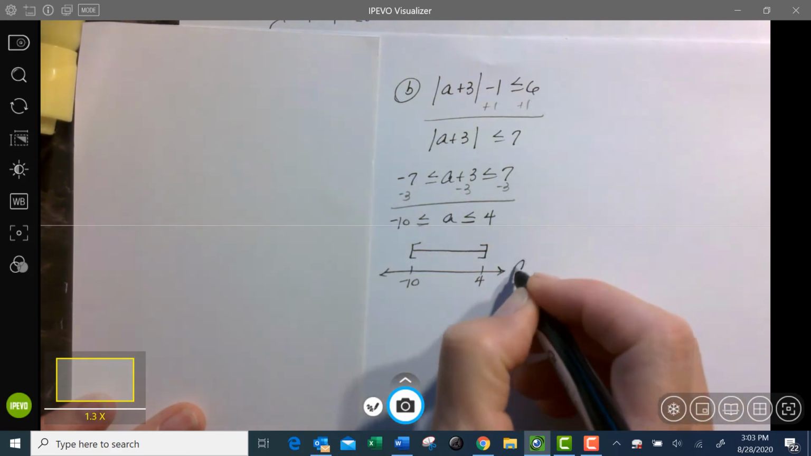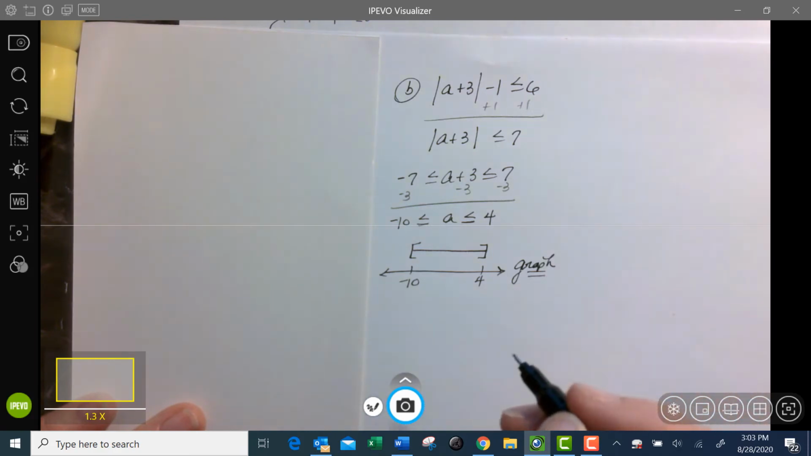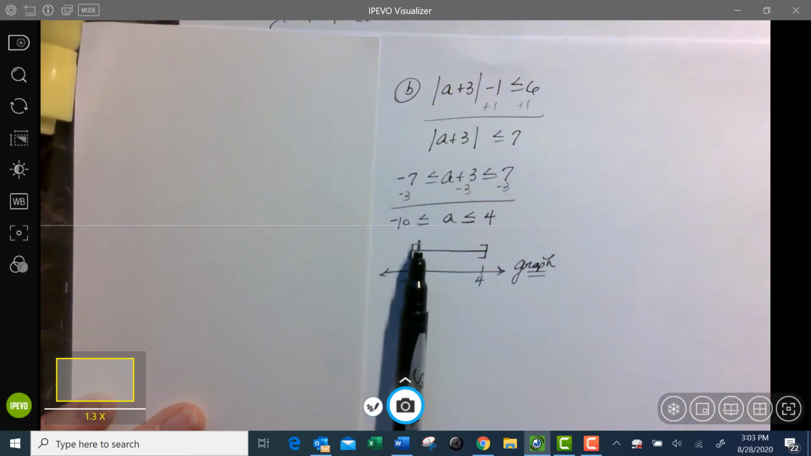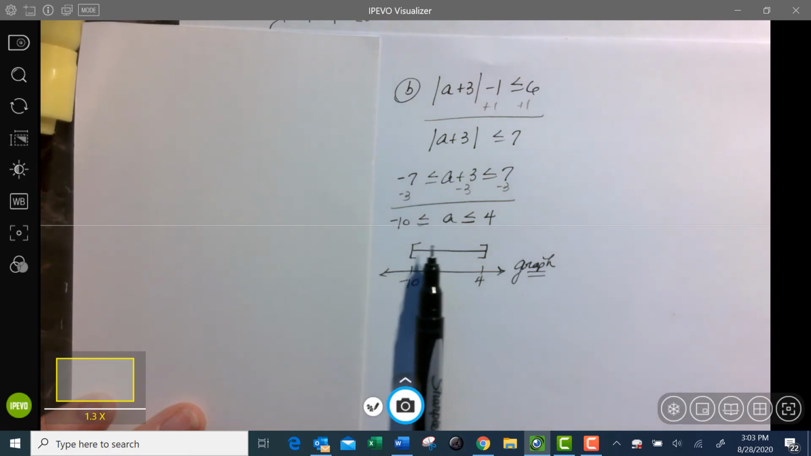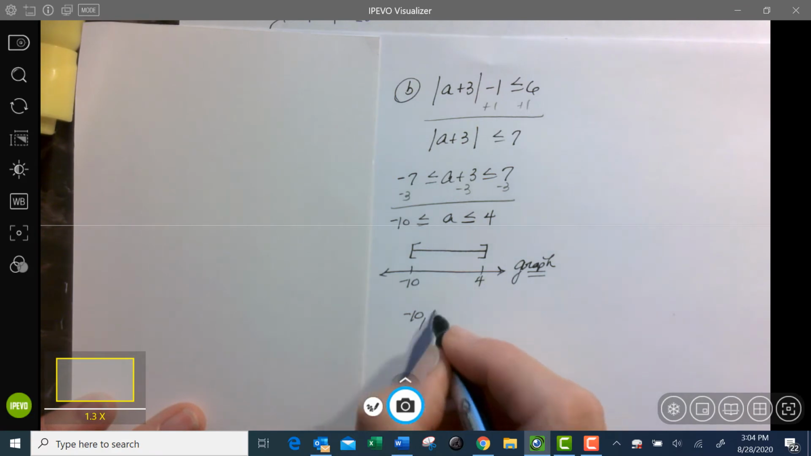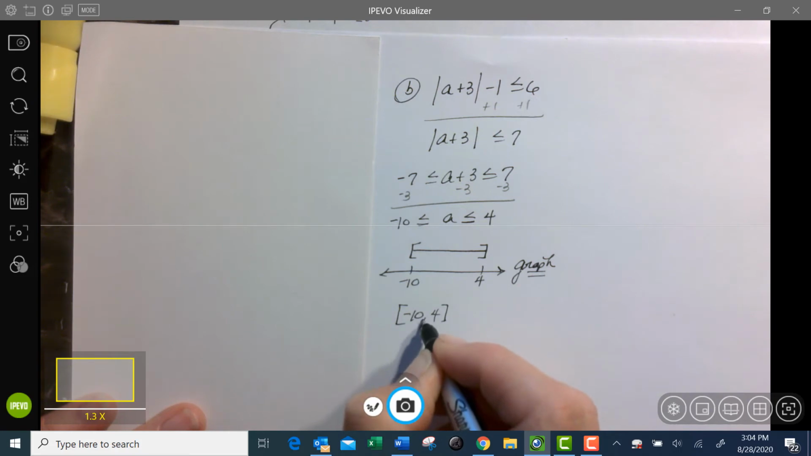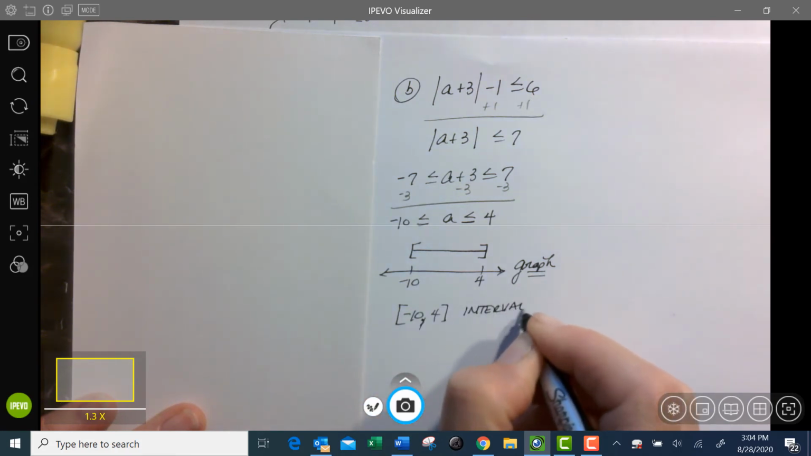Now this is what they call a graphical representation of your many solutions. Often they'll want you to write these solutions in interval notation. Interval notation says what is your leftmost value and your rightmost value of solutions on the number line. My leftmost value under the bar is -10, and my rightmost value is 4. So I'm going from -10 to 4. And then I repeat the square brackets, with a comma, and this is interval notation representing your many solutions.